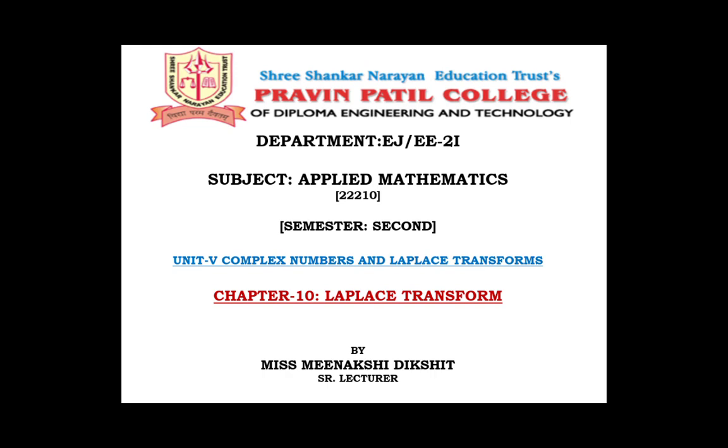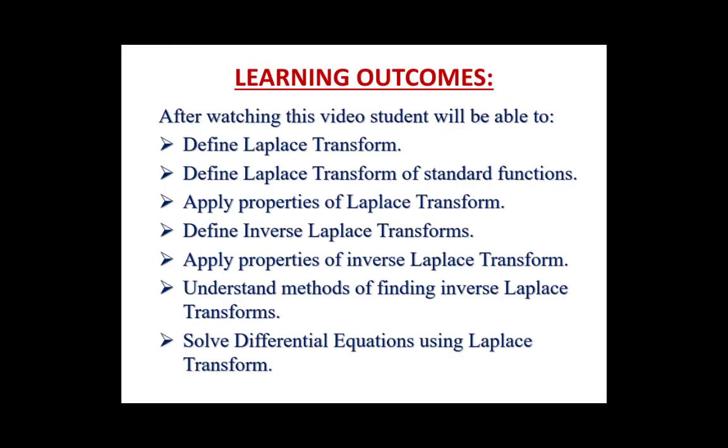As I told you earlier, the first 4 units of applied mathematics are common for all the branches, and the 5th unit is different for different branches. For the EG and electrical branch, unit 5 is complex numbers and Laplace transform. Previously we had seen unit 5, chapter 9, complex numbers. Now today we are going to start unit 5, chapter number 10, Laplace transform. So let's start with Laplace transform.